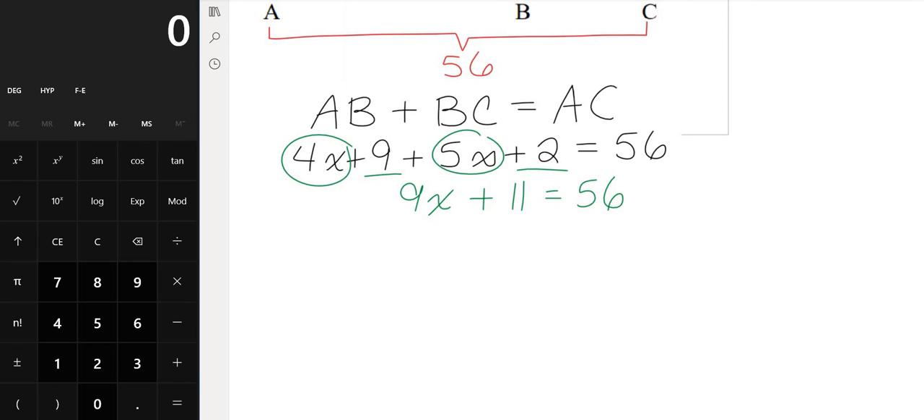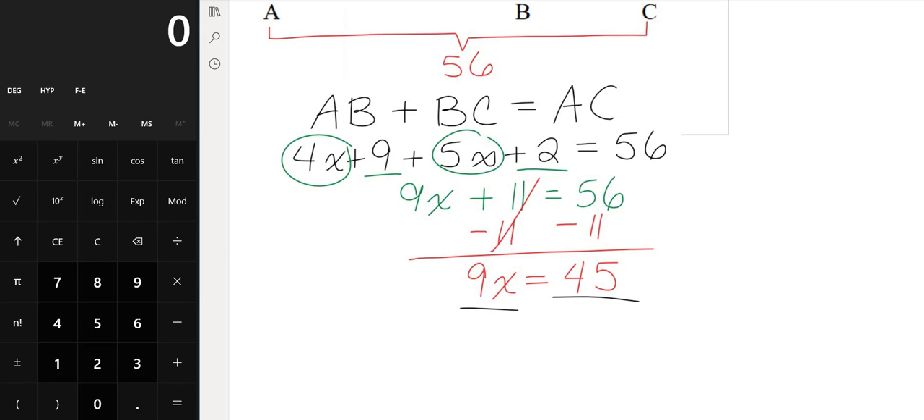Okay, next step, I'm going to isolate the x values. So I'm going to subtract 11 from both sides to get the 9x by itself. So now I have 9x equals 56 minus 11, which is 45. Divide both sides by 9 to get x by itself. So x equals 45 divided by 9, which is 5. There is your first answer. X equals 5. But we are not done.